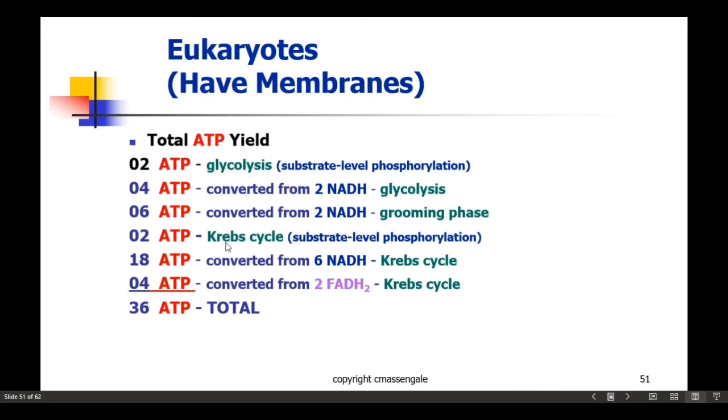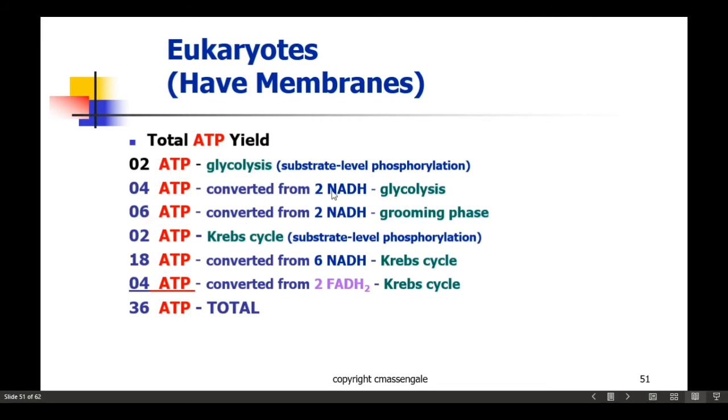And also in the Krebs cycle, there is a production of 2 ATP molecules through substrate level phosphorylation. In the grooming phase, there is also a production of 2 NADH molecules, and those 2 NADH molecules are processed in the electron transport chain. Therefore, they now create 6 molecules of ATP.